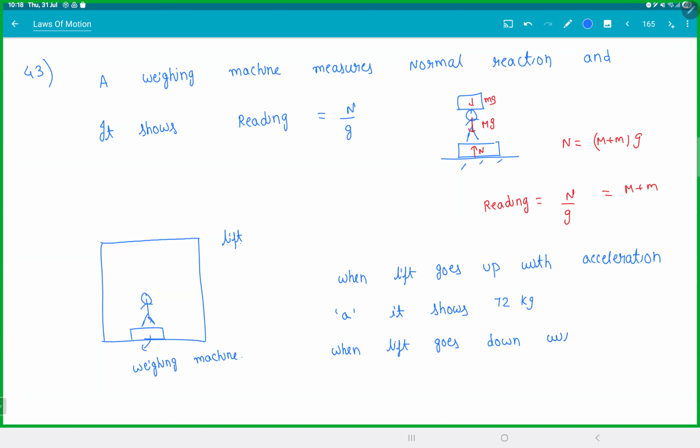When the lift goes down with a, let's keep it the same thing, it shows 48 kgs. Find the actual weight, or find the actual mass.